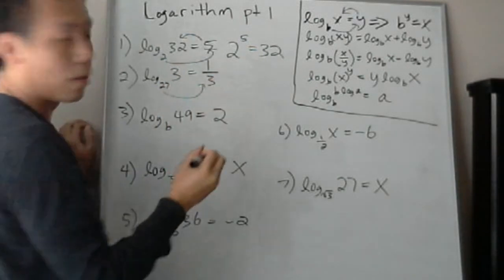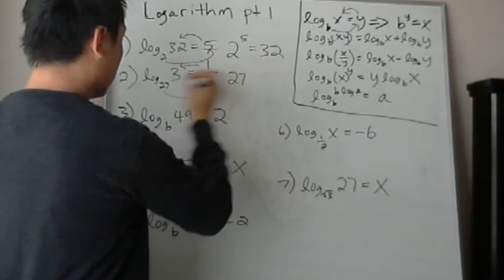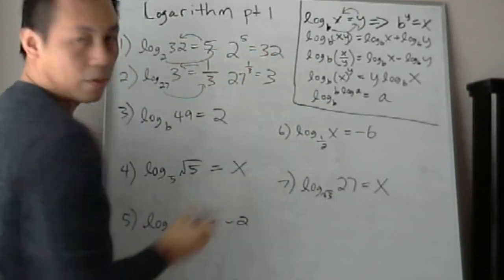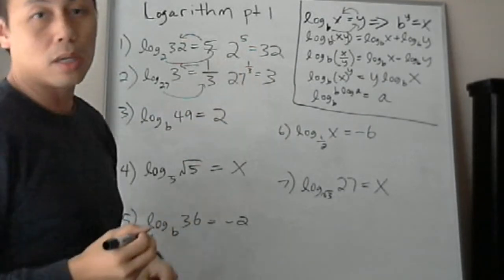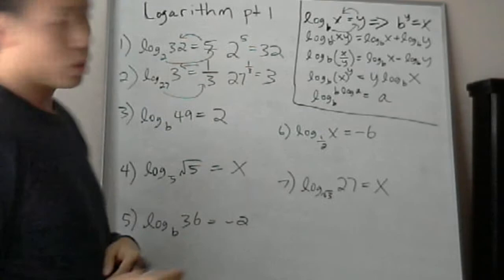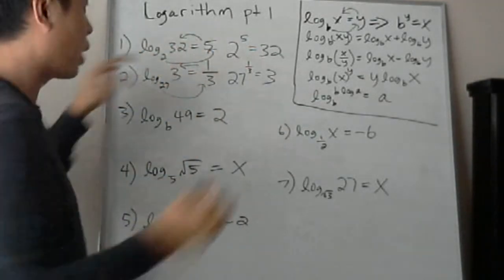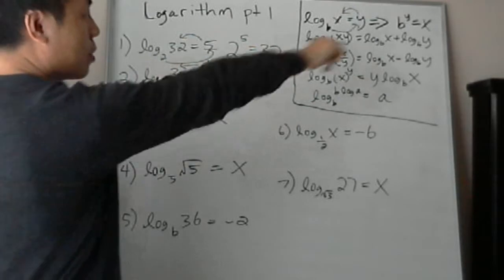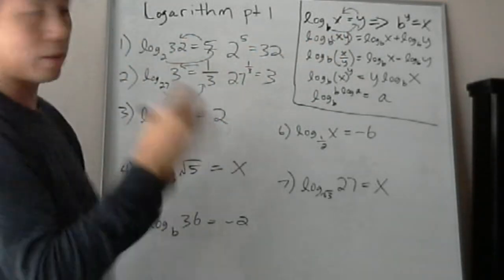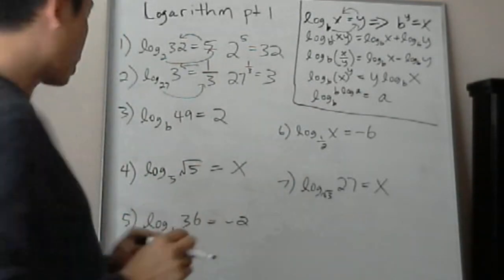27 to the 1/3 power equals 3. And that's correct, because 27 to the 1/3 power is the same thing as the cube root of 27, right? The cube root of 27 is 3. So in the first 2 problems we're not solving for anything. It's just learning how to rewrite the logarithms into exponent form, so you can see the structure of a logarithm.